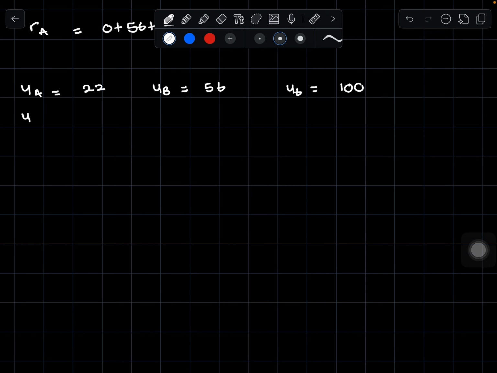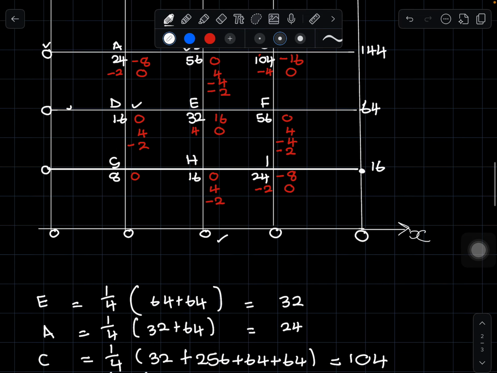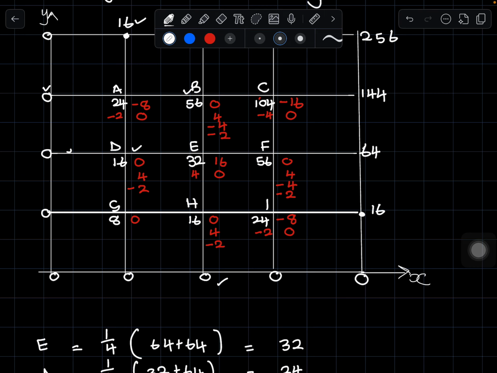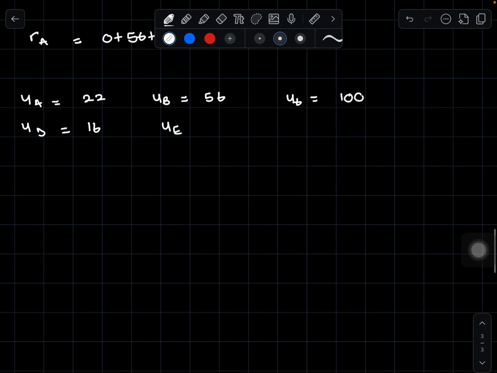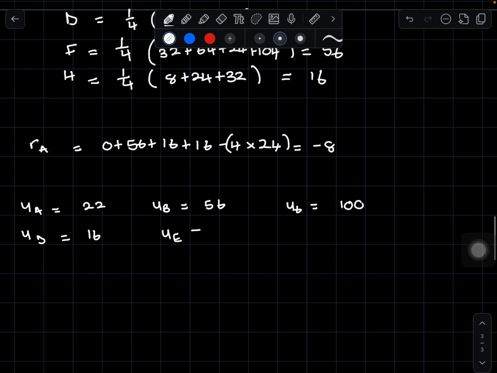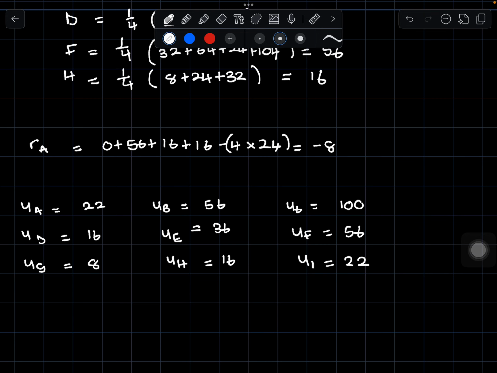Then at UD, 16. At UE, right, at UE there, you say 32 plus 4, which is what? 36. Which is equal to 36. At UF, it's 56. At UG, equal 8. At UH, equal 16. At UI, our answer is 22.